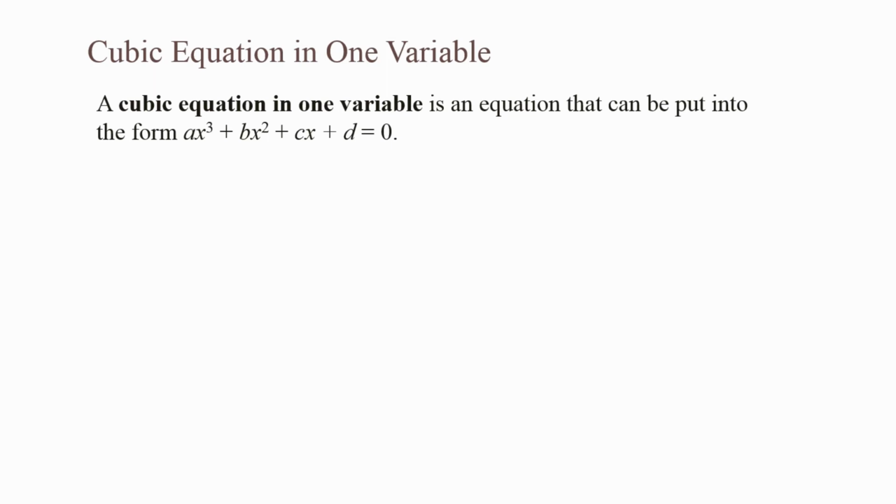Cubic equation in one variable. A cubic equation in one variable is an equation that can be put into the form ax to the third plus bx squared plus cx plus d equals 0. If a times b times c equals 0, then a equals 0, b equals 0, or c equals 0.